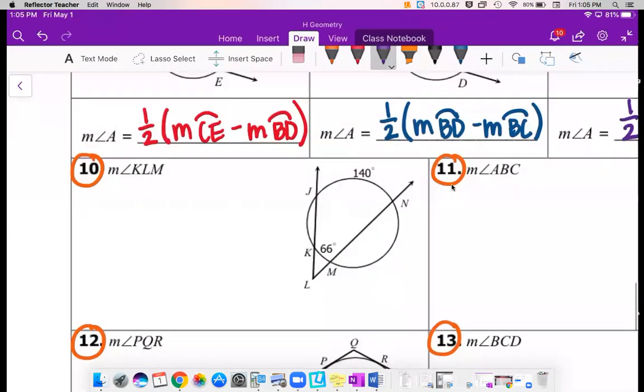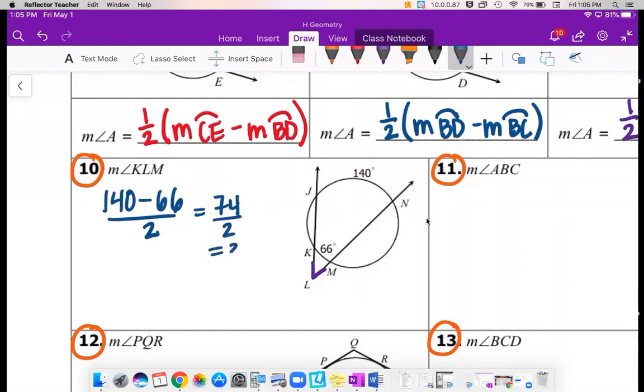Okay, so this one wants us to find this angle KLM right here. So seriously, it's as easy as doing big arc 140 minus small arc, which is 66, divided by 2. So 140 minus 66 is equal to 74. And then 74 divided by 2 is equal to 37 degrees. So the measure of angle KLM is 37 degrees.